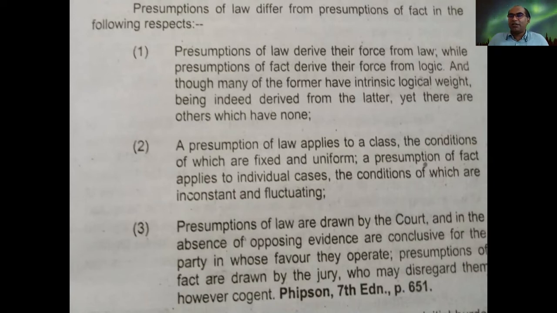It means that the presumption of law is universal, the same for everyone, but a presumption of fact keeps changing according to the individual case. Number three, the last one: presumptions of law are drawn by the court and, in the absence of opposing evidence, are conclusive for the party in whose favor they operate. Presumptions of fact are drawn by the jury, who may disregard them however cogent.